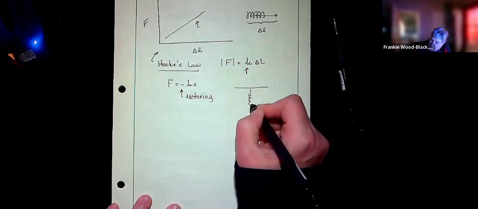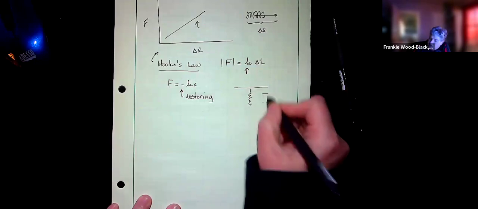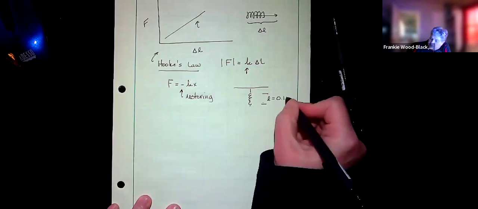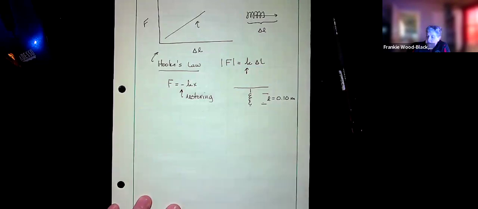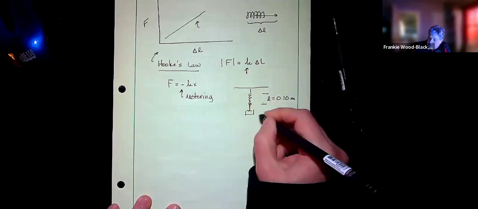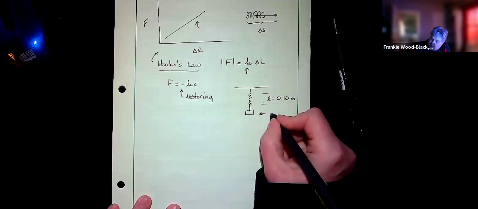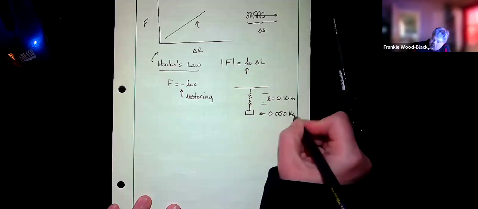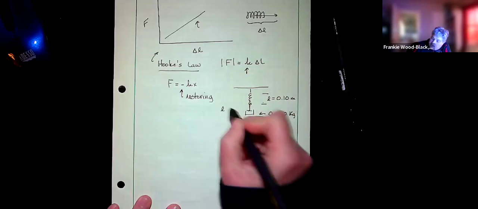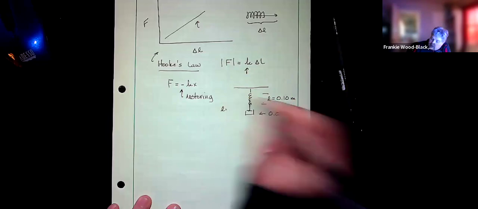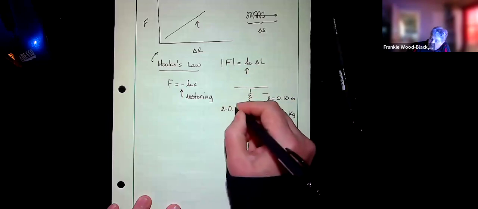So I can take a spring here, and we can start out with the spring has a length L, and we're going to say that that spring has a length of 10 centimeters. And then we're going to hang a hook on it with a mass, and we're going to give this a mass of 0.050 kilograms. And when we do this, it's got a new length, and my new length is going to be 15 centimeters.